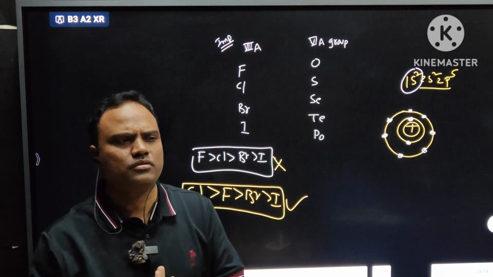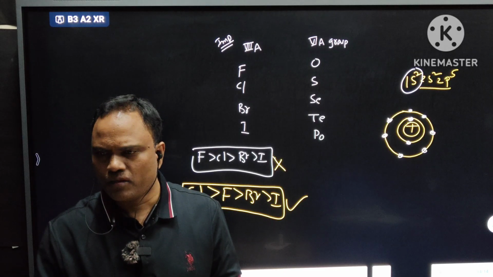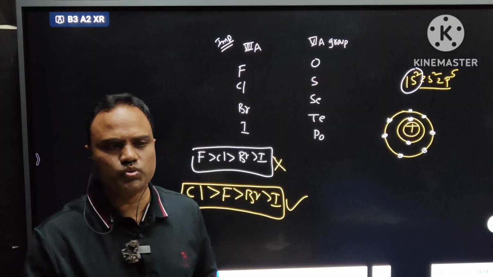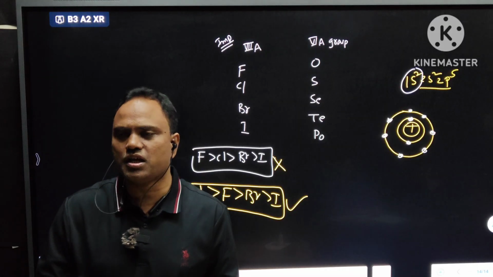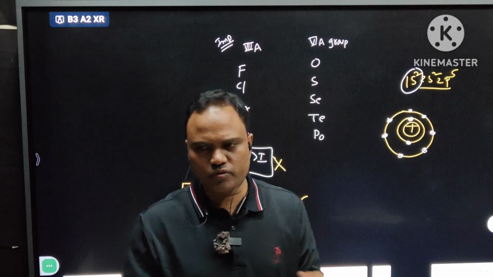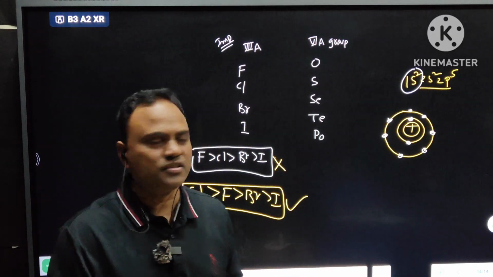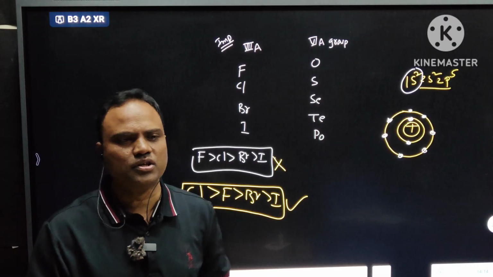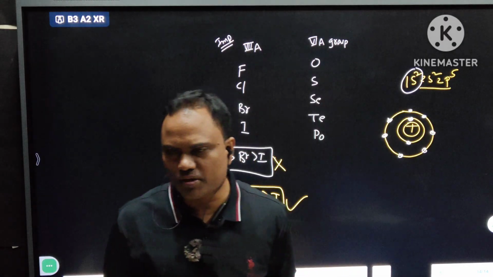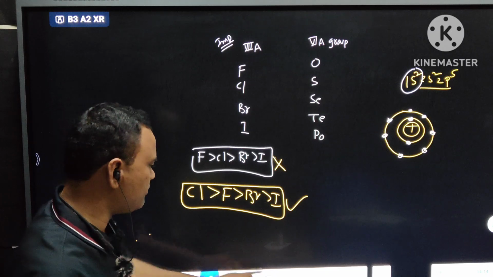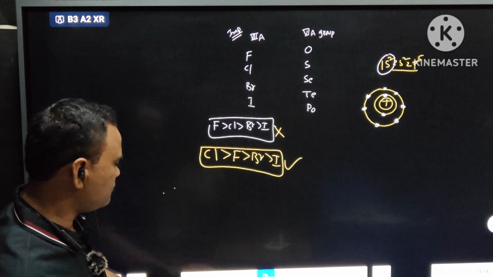Only a simple reason. Don't do any research. Why does fluorine have low electron affinity value? Because of its high inter-electronic repulsions and very small size. Size should be smaller only, but very small size of the second orbit. Generally this reason will come in the options: small size and high inter-electronic repulsions. Remember, I am writing it directly here, all of you.